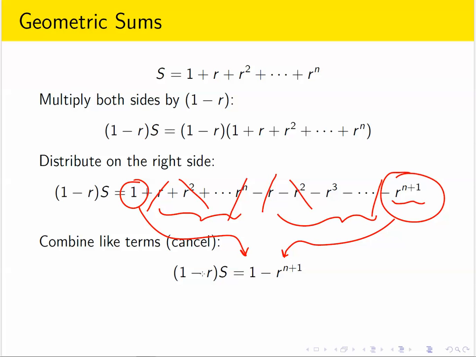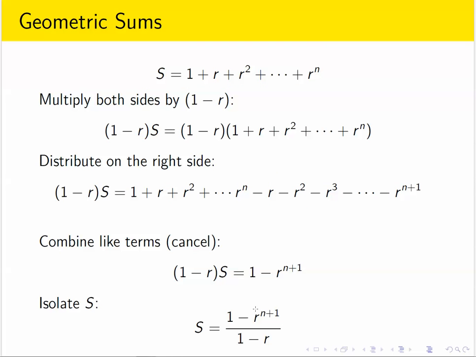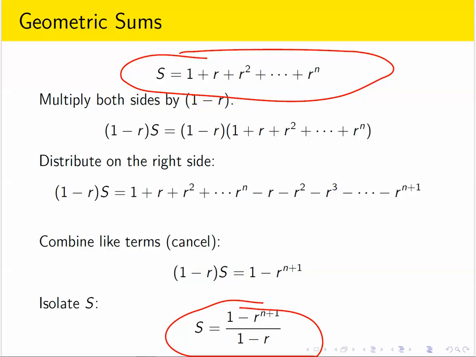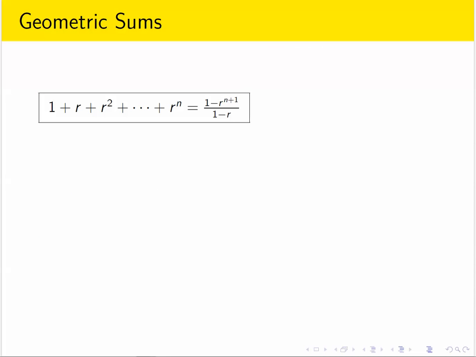And then finally, we were trying to come up with a formula for s, so we can isolate s here. All we'll do is divide both sides by 1 minus r. And that gives us this formula, which is the formula we're going to use to simplify a sum of terms from a geometric sequence. So this is our general formula, and let's see how we can apply it.